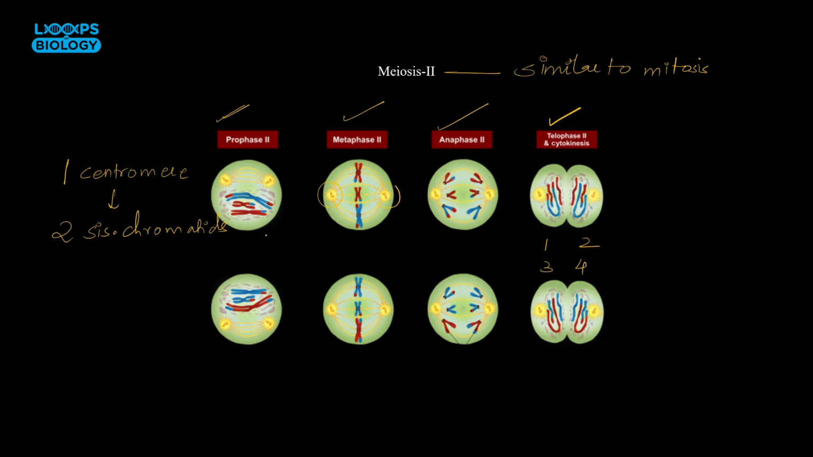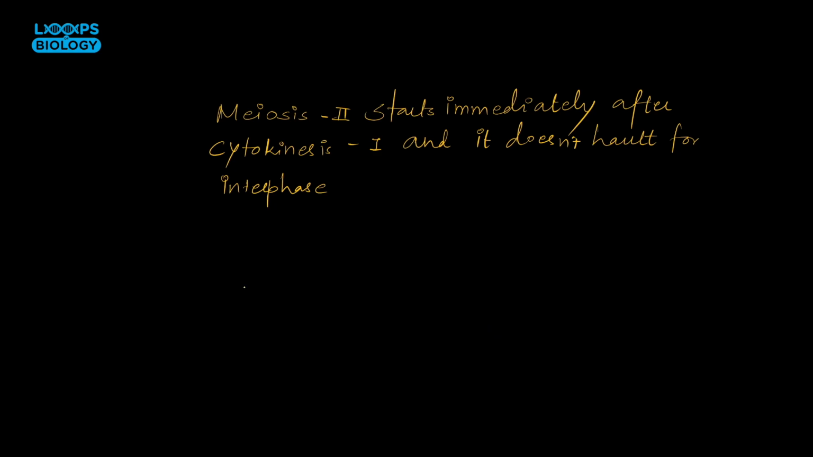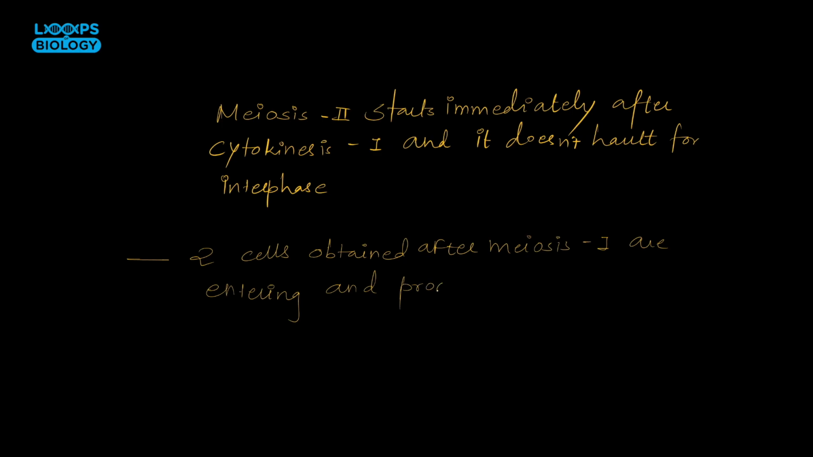Alright, the two cells obtained after meiosis 1 are entering meiosis 2 together. So basically, the two cells obtained after meiosis 1 are entering and processing the phases of meiosis 2 simultaneously.